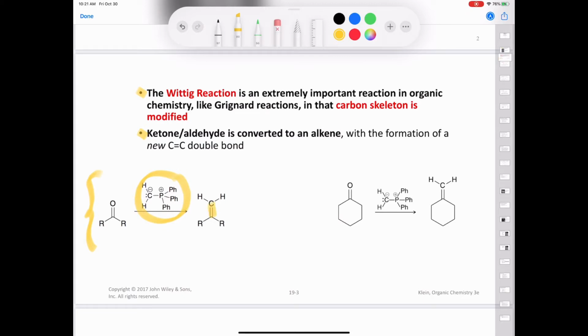In the second one, we see something similar. Here we have a ketone that's inside a ring. This is cyclohexanone. Again, we treat it with that Wittig reagent, which we're going to talk about more, and we produce a carbon-carbon double bond or an alkene.